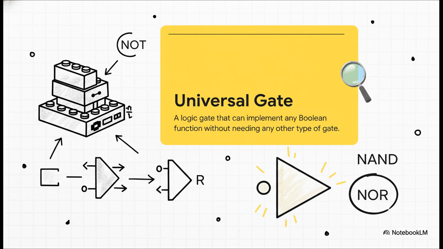So a universal gate is like that one master Lego piece, the one you can use to build basically anything you want. In the world of logic, the two most famous ones are called NAND and NOR. Today, let's just focus on the magic of the NAND gate. And NAND just means not and.